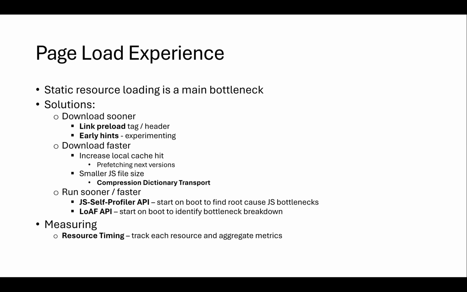The second approach, download faster. In general, there are many ways of downloading faster, but the best way is to make the file closer to the client. By that, I mean increasing the local cache hit rate. There are different ways to achieve that. One of the main things we're doing is aggressive prefetching of the next versions. That means we try to identify which versions are going to be loaded in the future and prefetch them to the client, so the next time the client loads, we get a cache hit.